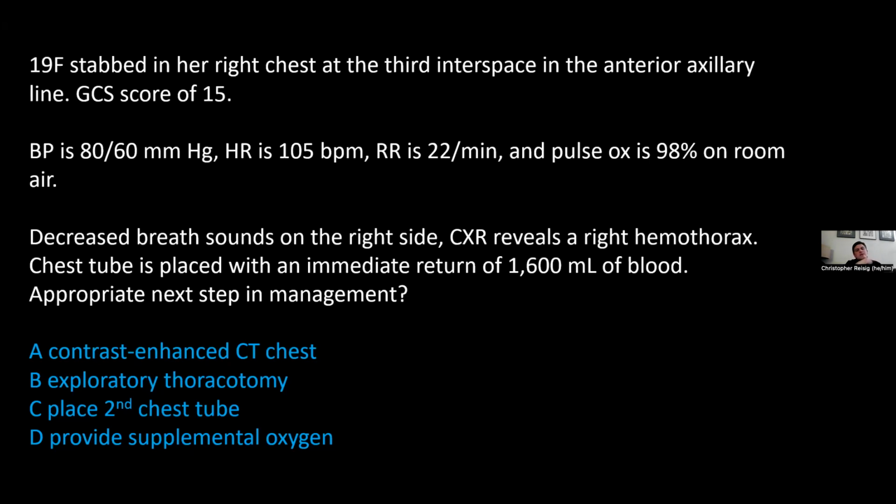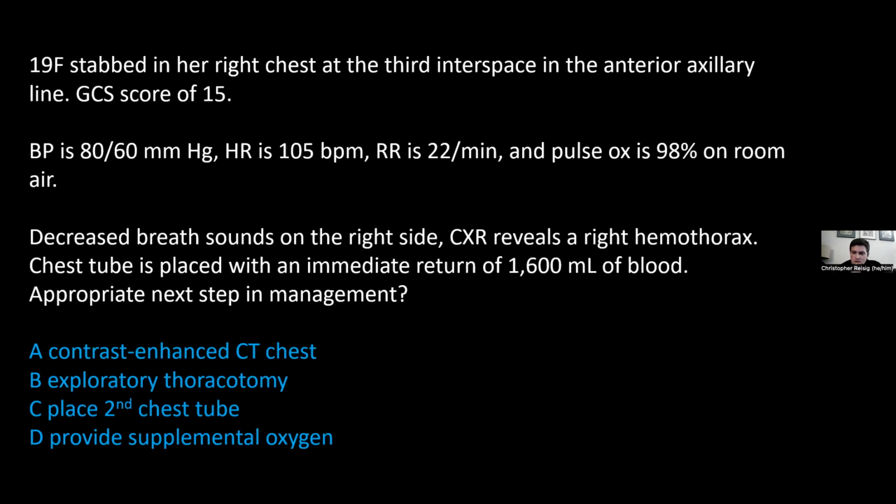Okay, here's a 19-year-old female. She is stabbed in the third intercostal space. She is shocky, but she's got okay oxygen. She's got decreased breath sounds on the right, and it looks like she has a hemothorax, and a chest tube is placed, and 1,600 cc's of blood come out, and they want the next best step in management. Your choices are getting a CT, a thoracotomy, a chest tube, another one, or some oxygen.